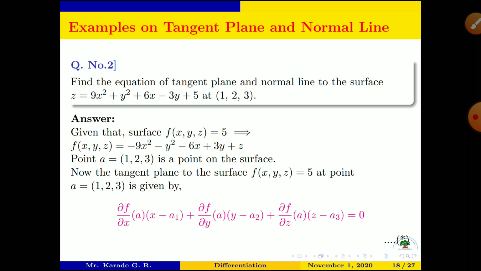Now this is the formula to find the tangent plane. Dou f by dou x at point A into x minus a1 plus dou f by dou y at point A into y minus a2 plus dou f by dou z at point A into z minus a3 is equal to 0. Let us call this equation the star equation.